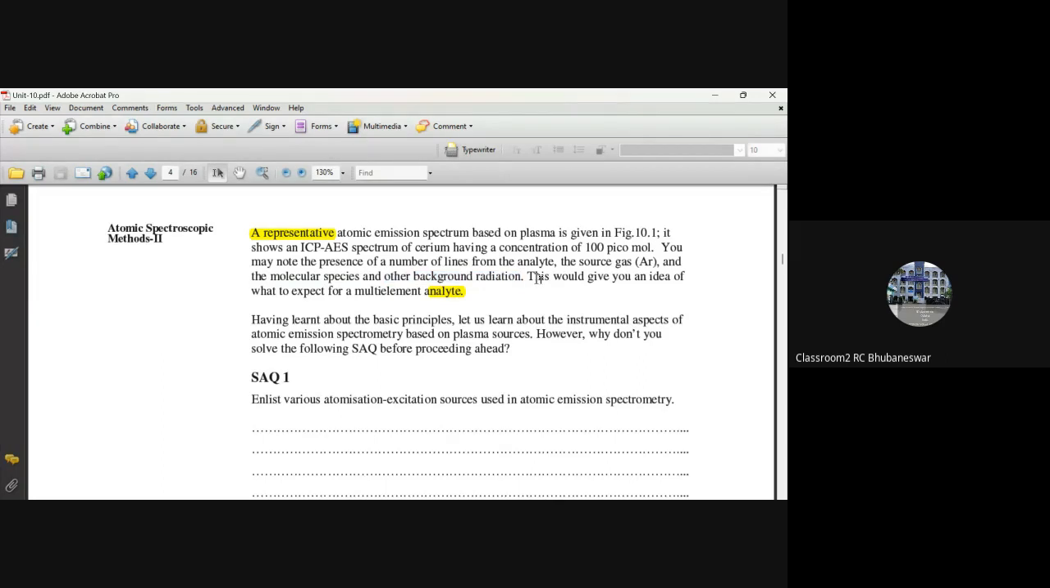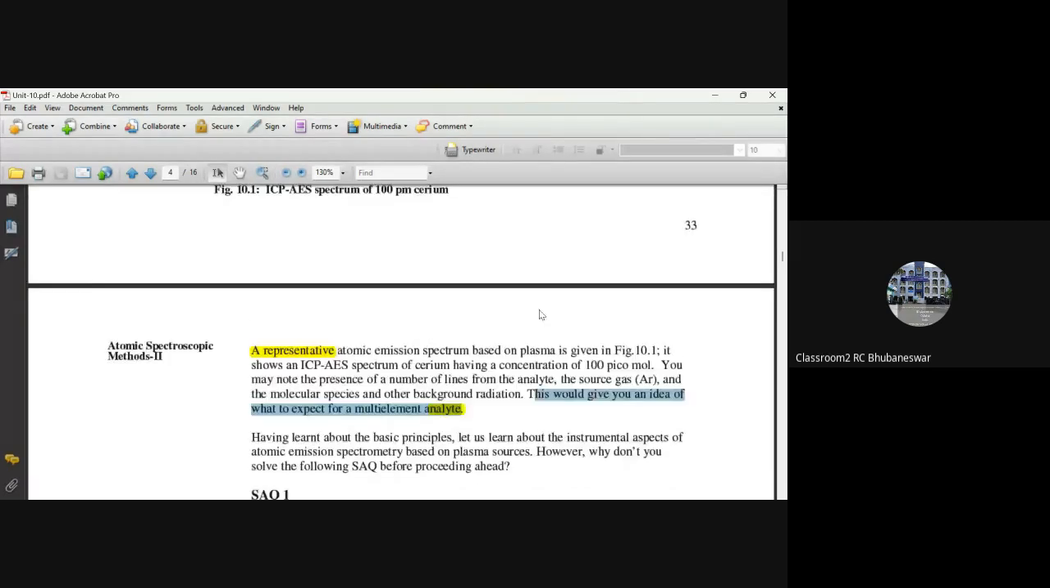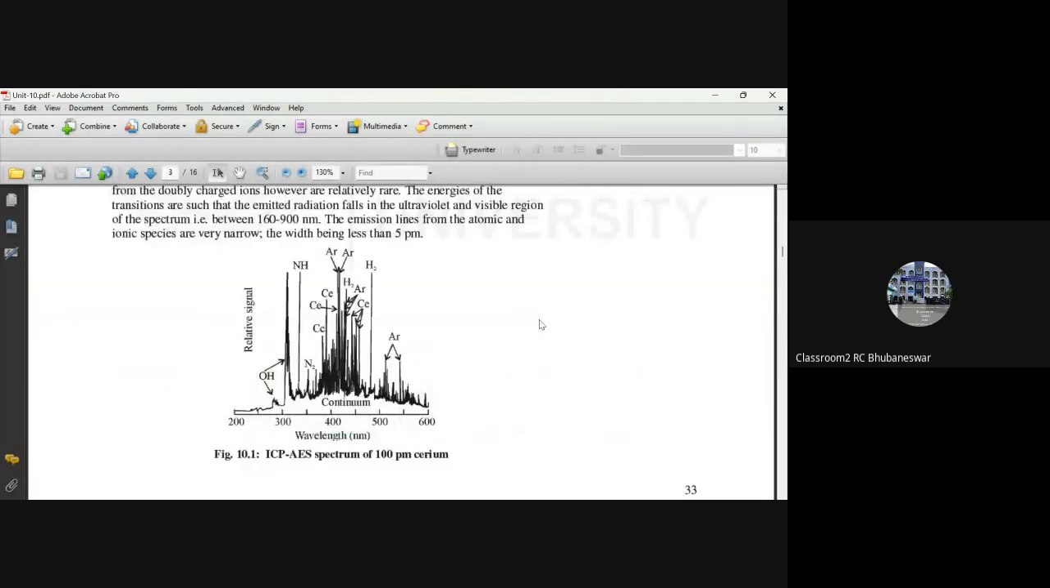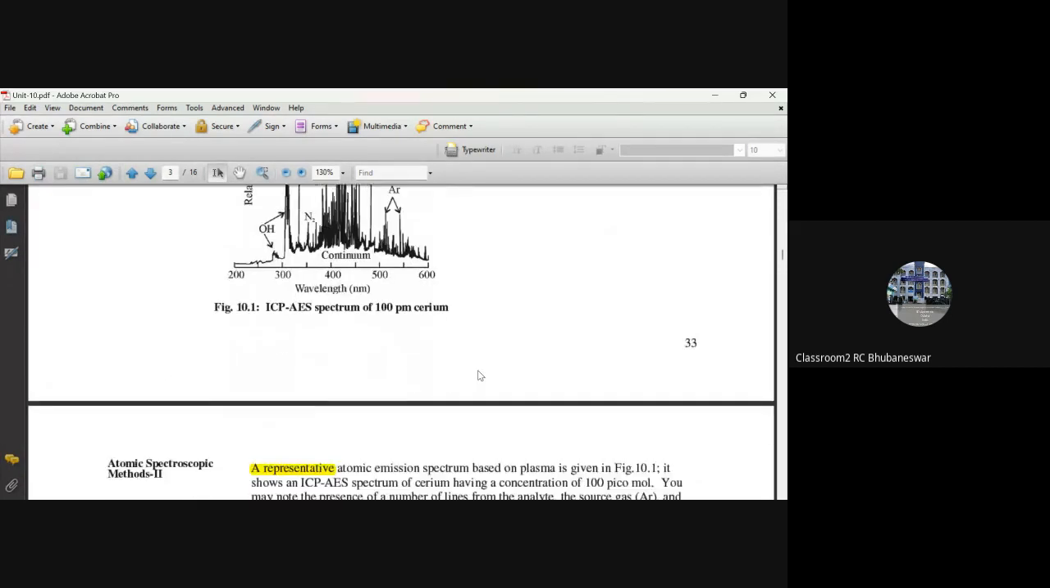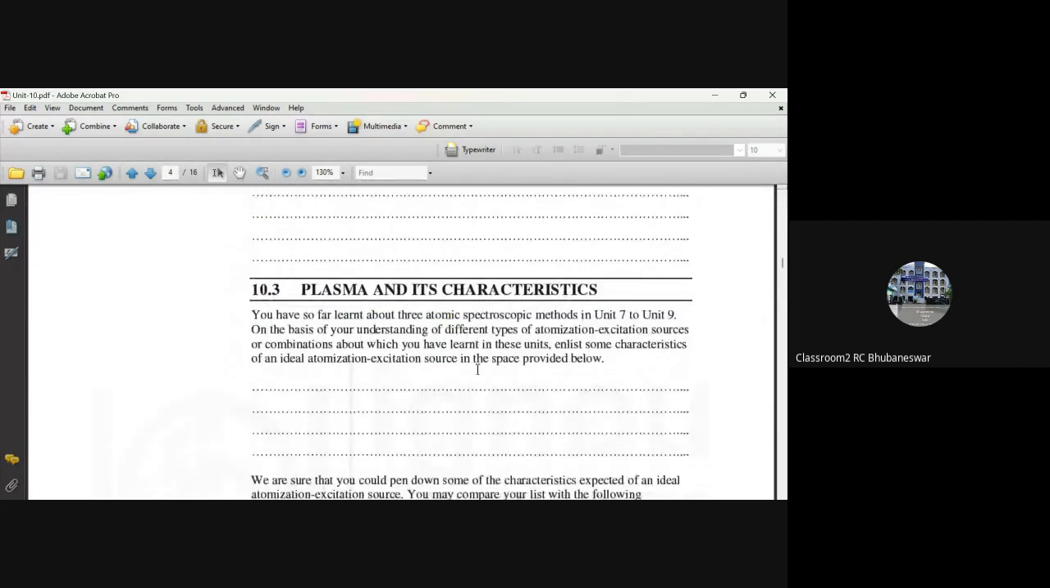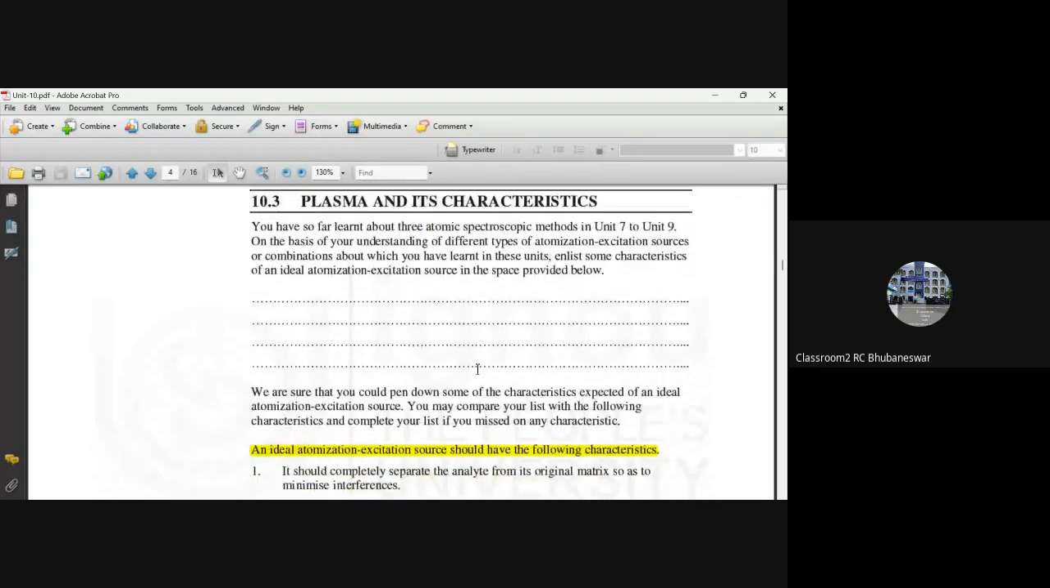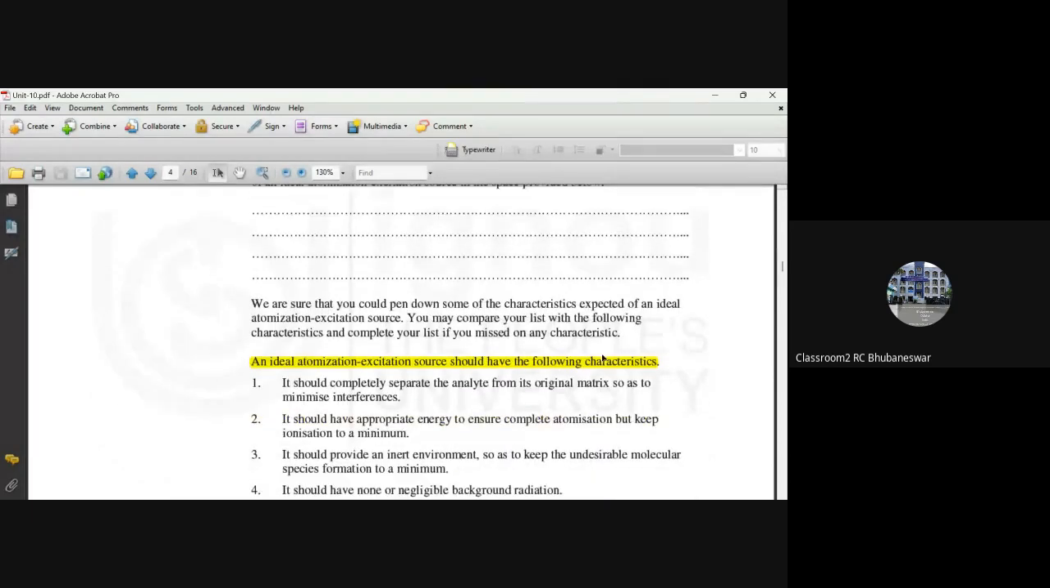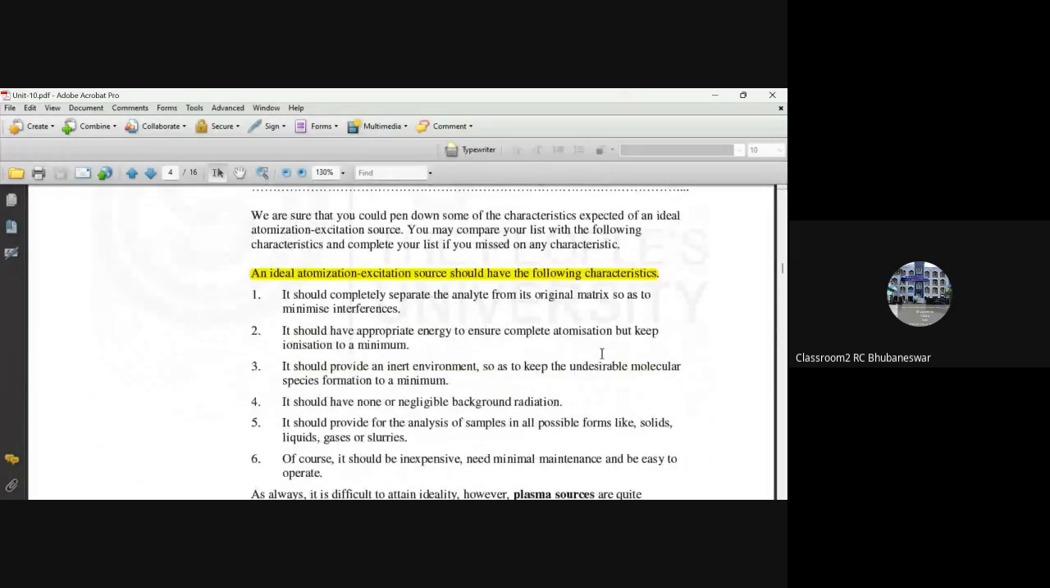So this could give you an idea of what to expect for a multi-element analyte. Whichever element you want to focus on, you have to focus there only. The rest of the elements coming into the picture, you can avoid, and you can go for further article and literature study. Then you can also see how to eliminate these things.